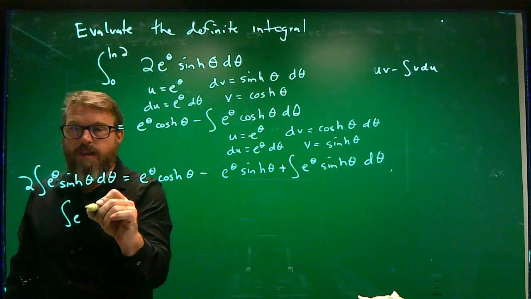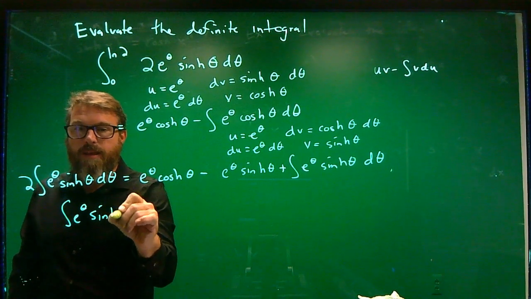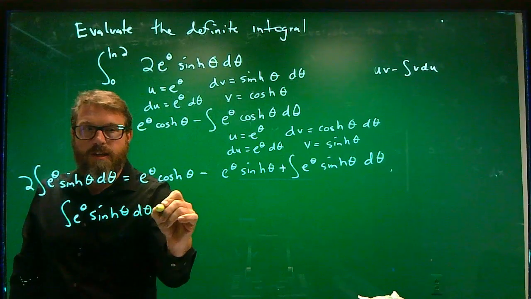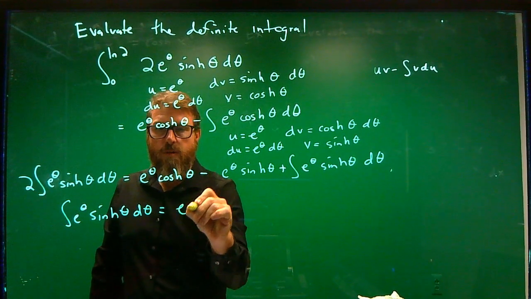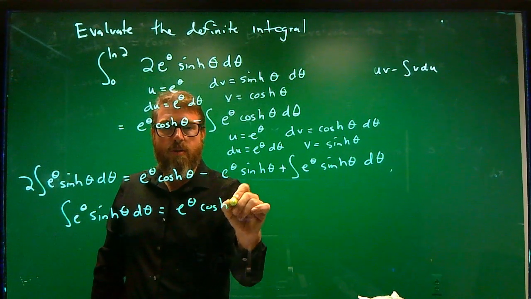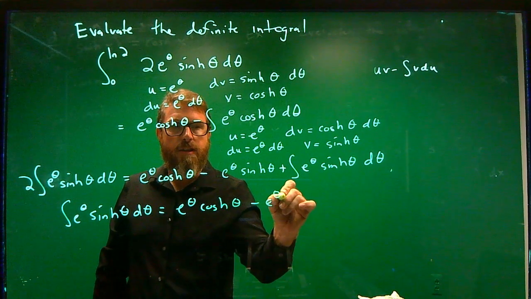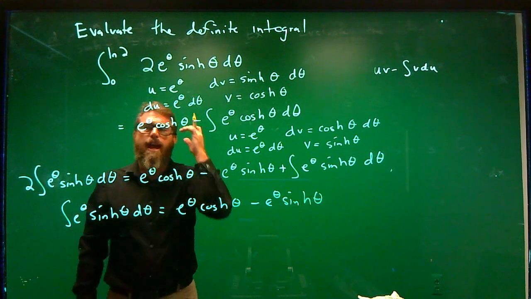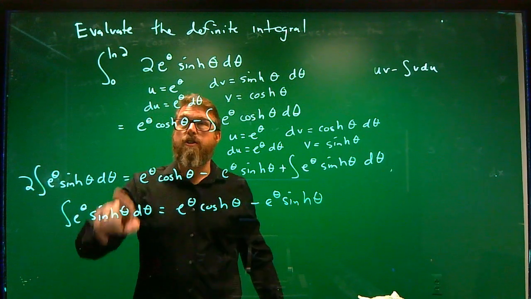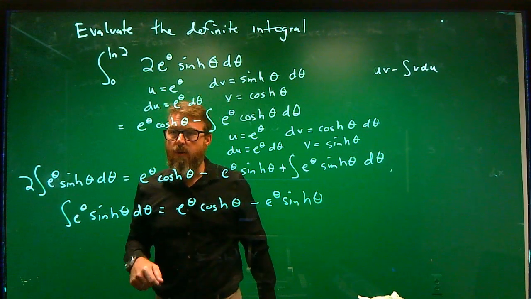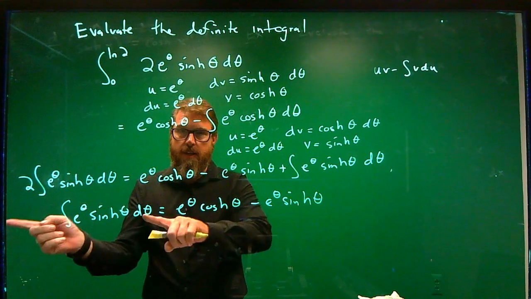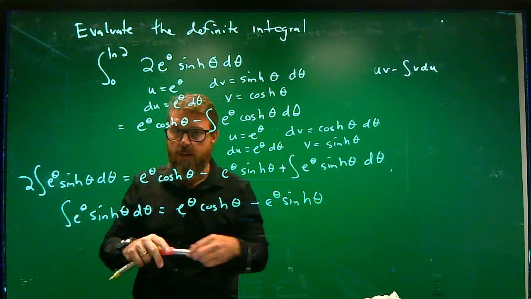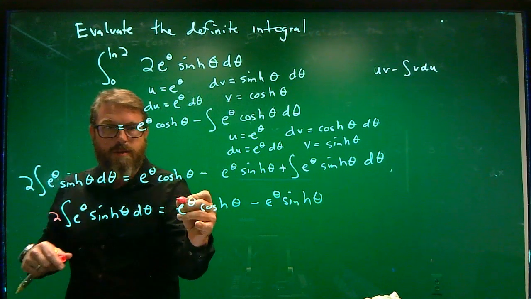The integral of e to the theta hyperbolic sine of theta d theta is going to be equal to just this expression. So e to the theta hyperbolic cosine of theta minus e to the theta hyperbolic sine of theta. Now I really wasn't asking for just this expression. I did want double this expression. So in order to turn this back into 2, I can just multiply both sides of this equation by 2.